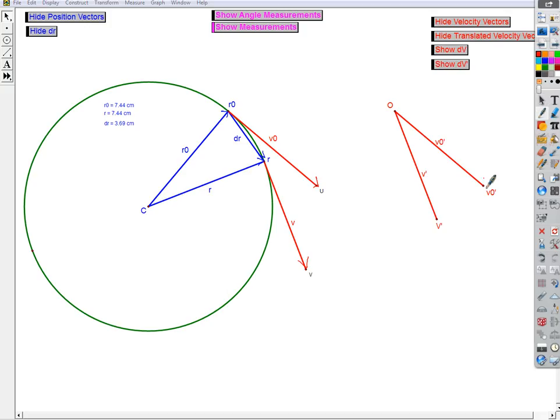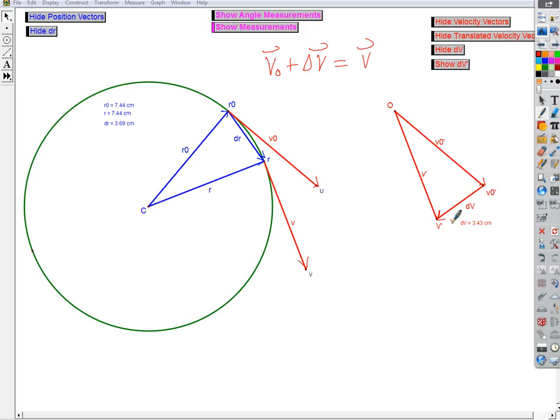Okay, so there's V naught, V final. Well, what's dV going to look like? There's dV, right? The change in velocity must just be whatever we need to go from my initial velocity vector to my final velocity vector. So if I add them up, once again, I should have the equation: V naught plus my change in velocity has to equal my final velocity, right? So there it is. There's dV.